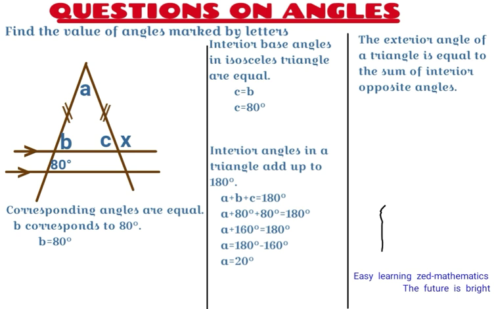So we are told that the exterior angle of a triangle is equal to the sum of interior opposite angles. That means when we add A plus B, it should give us the value of X. So we are saying X is equal to, okay, I'll use Y there. Y is standing for X. So Y is equal to A plus B. So the value of angle X there is equal to the sum of A plus B.